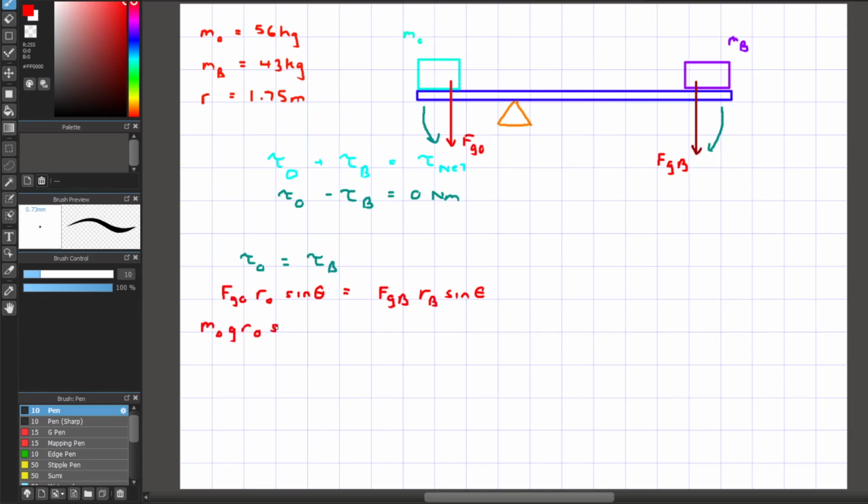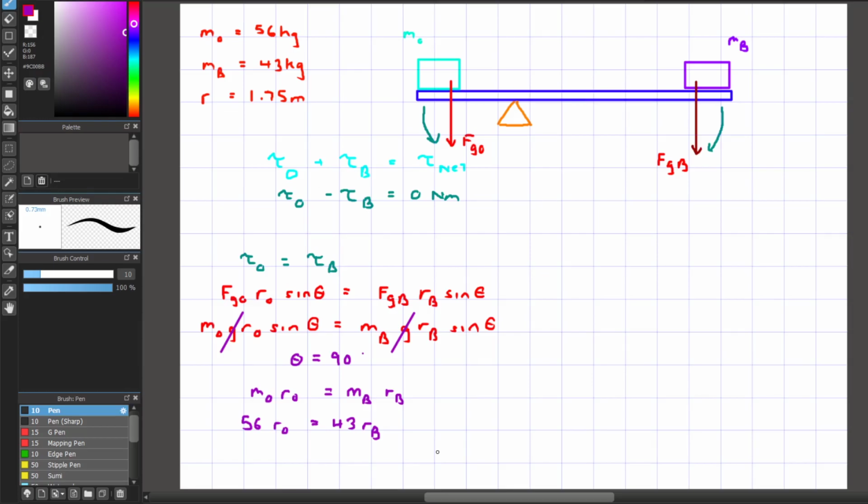We can cross out gravity, and the angle is going to be 90 degrees. This leaves us with Oliver's mass times Oliver's radius equals Barry's mass times Barry's radius. We're stuck as there are two unknowns. We can say that their combined distance from the pivot equals the entire seesaw. Oliver's radius plus Barry's radius equals 1.75 meters.